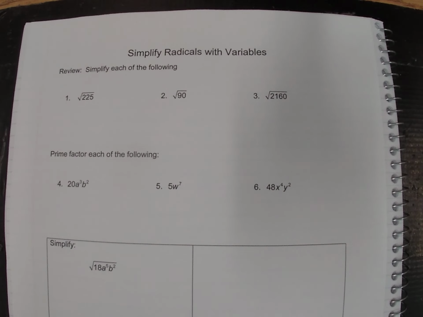Today we are going to take a look at how we simplify radicals when there are variables included. So the first three problems at the top of our paper are review from yesterday. It might be a good idea for you to hit pause and work those out on your own and see how you do, and then hit play on the video and briefly watch to make sure that you're getting those answers correct.